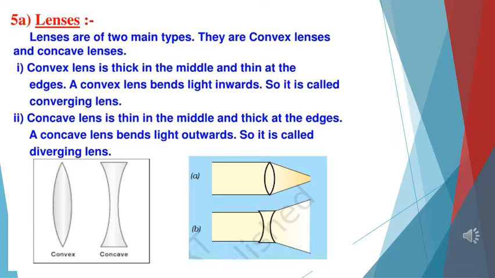Concave lens is thin in the middle and thick at the edges. A concave lens bends light outwards. So it is called diverging. Diverging means separating. So because it separates light at the end, we call it a diverging lens.